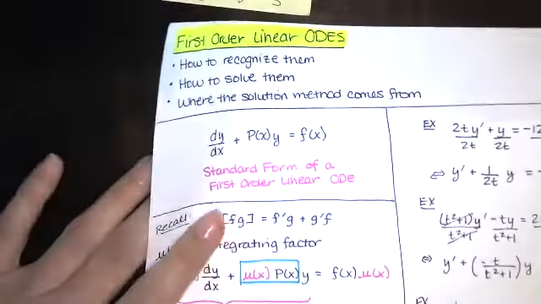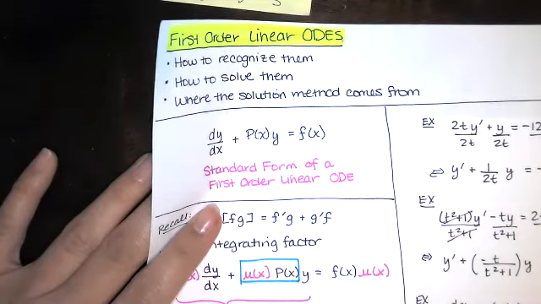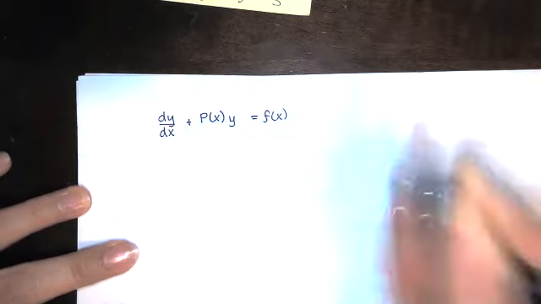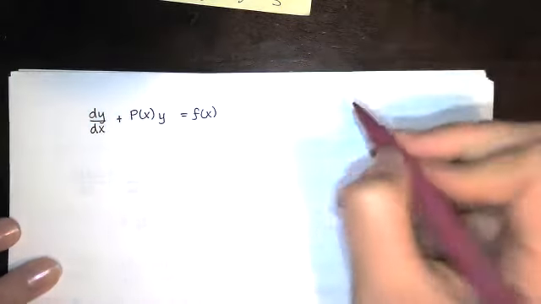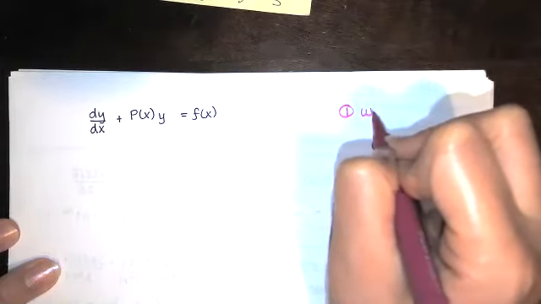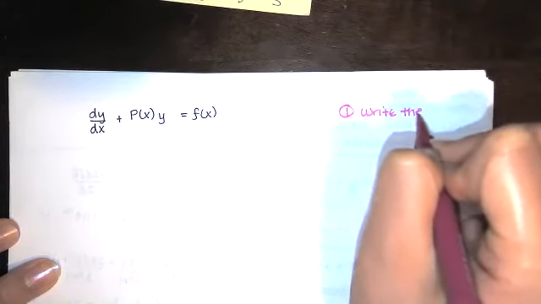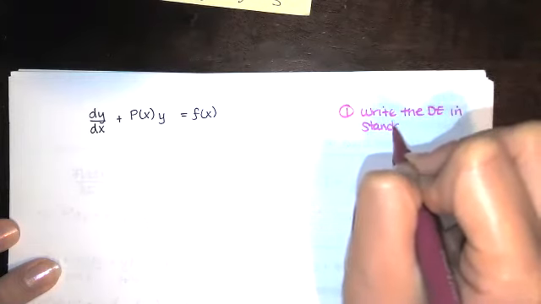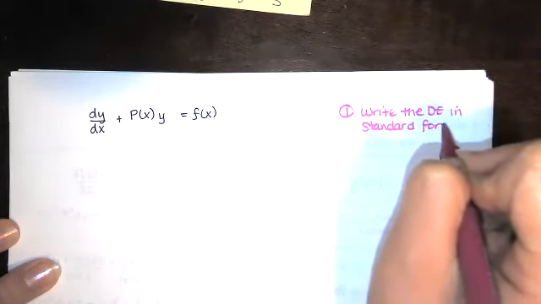so let's look at the method in abstract, and then we will look at a specific example. So here's the method. We start with dy dx plus p of x times y equals f of x. Or if we don't start with that, that's our first step. We're going to write the differential equation in standard form. And standard form is just this form that I've given you right here.